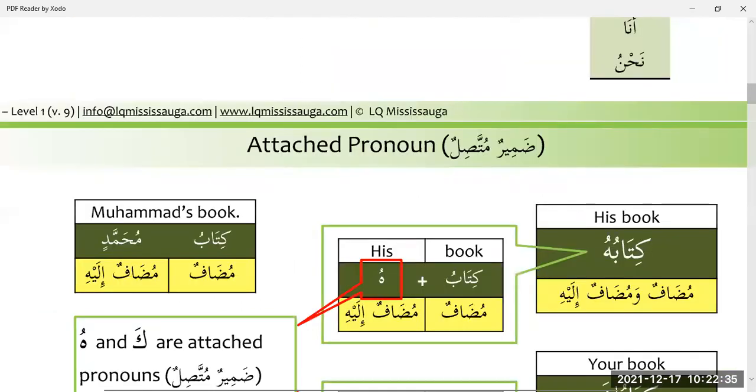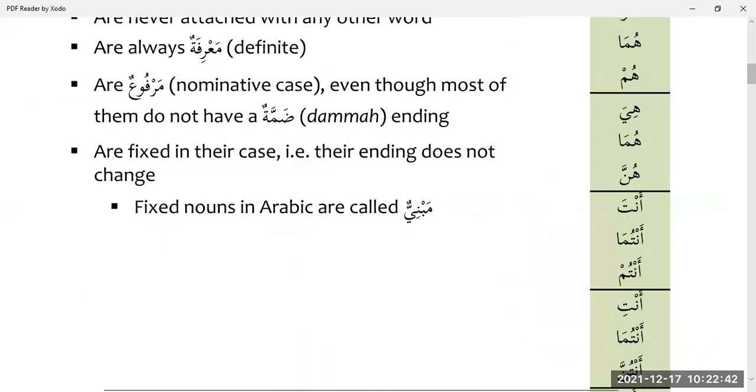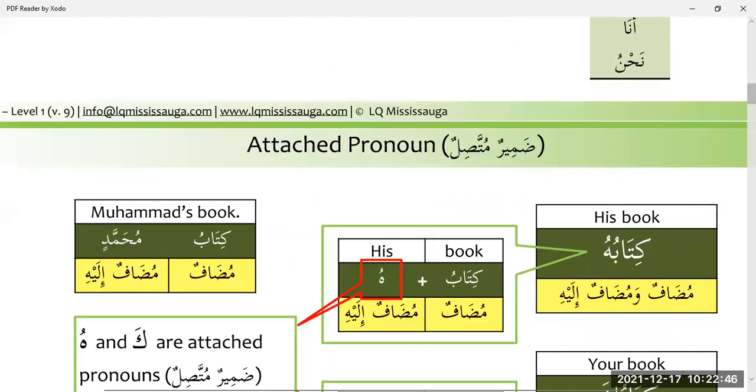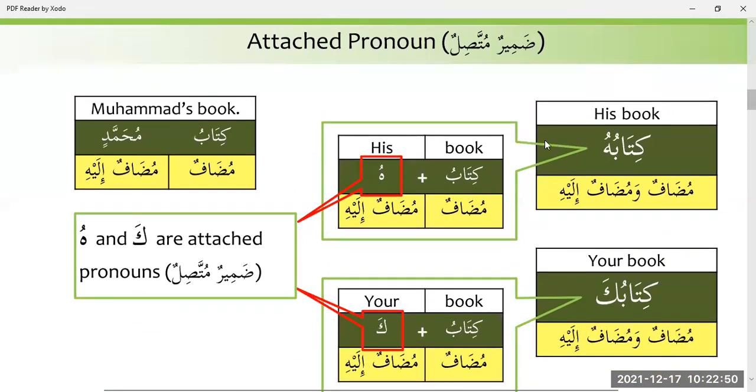Attached pronouns can attach with any noun or any particle. So you can look here. They can attach with a noun. Attached pronouns, damir muttasil, we can attach with a noun. Kitabu Muhammadin, this is Muhammad's book. So Muhammad is a noun here. Now we will use a pronoun. Kitabuhu, his book. Hu is a pronoun of huwa. Kitabuhu, his book.